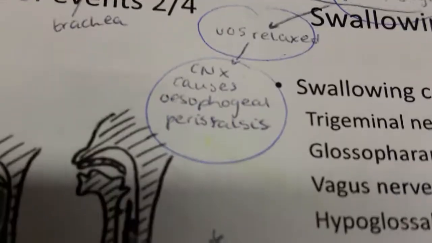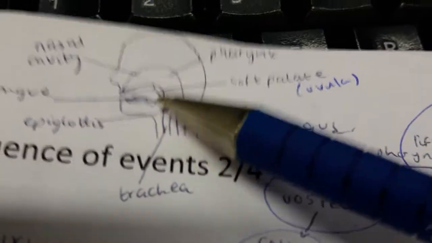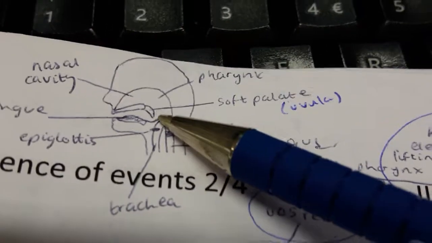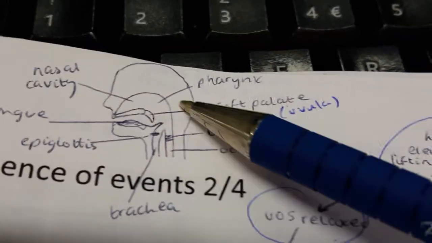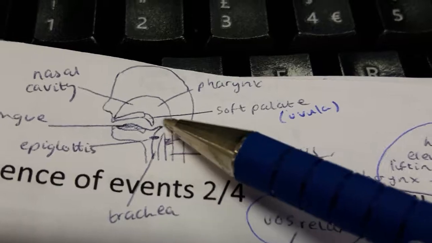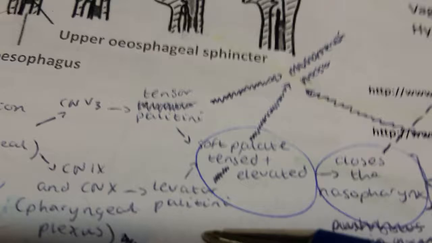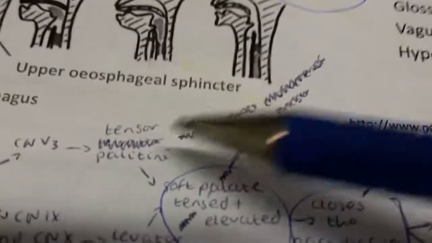How do you close the nasopharynx? Well, as you can see here, the thing that is separating the nasopharynx from the oropharynx is the uvula, the soft palate. So you're going to want to tense and elevate this to prevent the food from going up. And the way you do that is by using tensor veli palatini, the muscle, and the muscle levator veli palatini. The clue's in the name. Tensor veli palatini tenses it, levator veli palatini lifts it up.